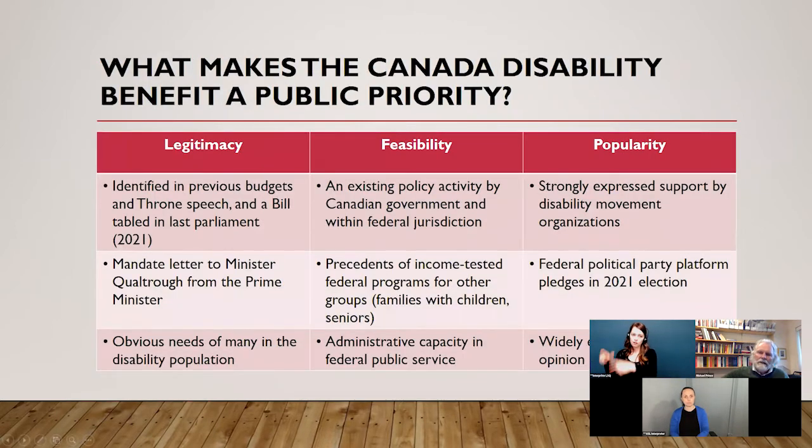So even though the Canada Disability Benefit was not mentioned in the latest federal budget and did not figure in the working agreement between the NDP and the Liberals, we should not conclude that that means it's off the agenda or no longer an issue of importance. I would argue that, in fact, it is very much a public priority and a political priority. And what makes it that, as shown on this slide, is three different dimensions.